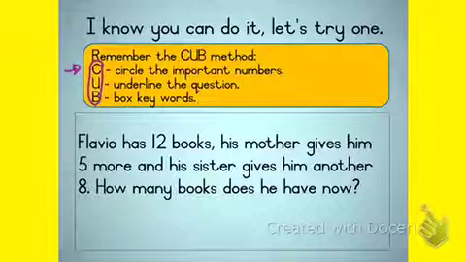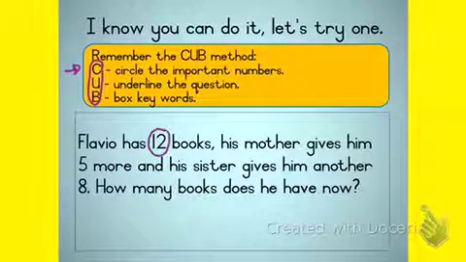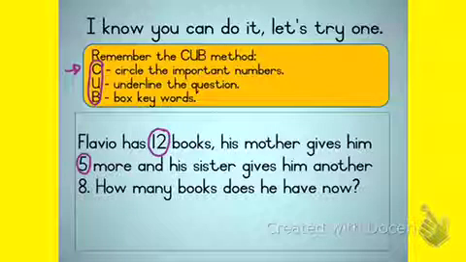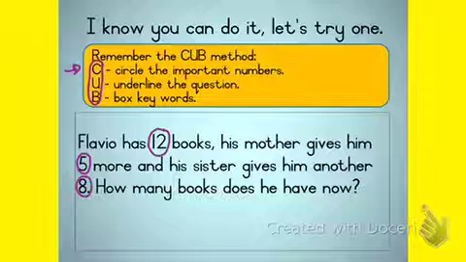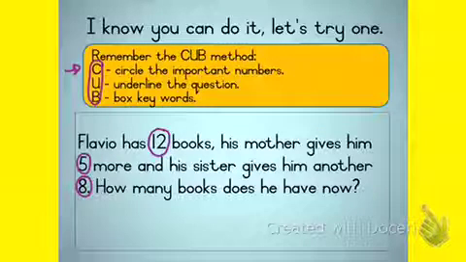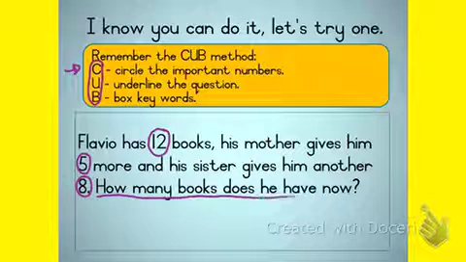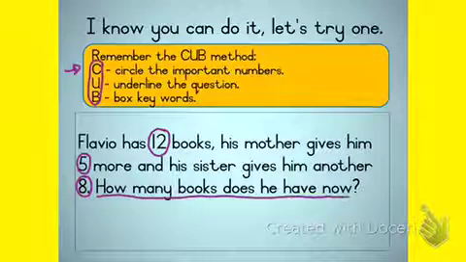So let me go back and circle my important numbers. There's the number 12. There's a 5. And there's an 8. Now we have to underline the question. So the question's here at the bottom. How many books does he have now?